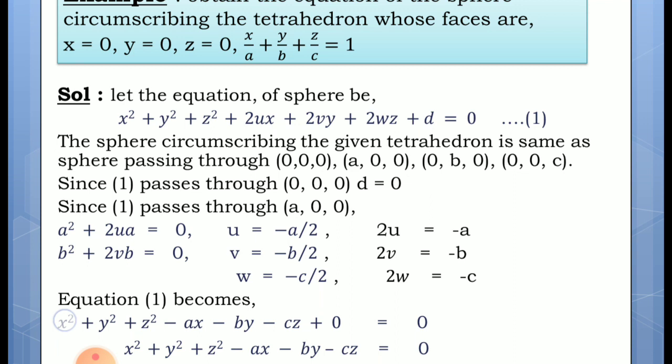Now we shall solve these equations and obtain the values of u, v and w, and we get 2u is equal to minus a. You can see the simplification. 2v is equal to minus b, 2w equal to minus c, already d is equal to 0. We shall substitute these values in equation 1 and we get the required equation: x square plus y square plus z square minus ax minus by minus cz is equal to 0. In this equation, there is no constant term because the sphere passes through the origin.